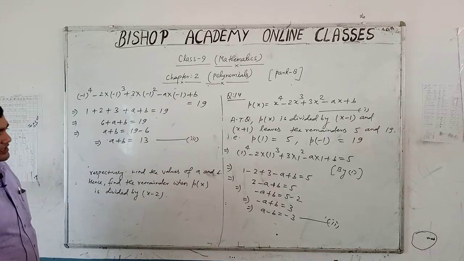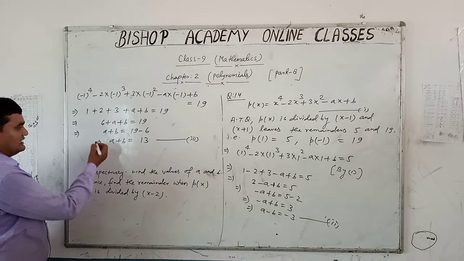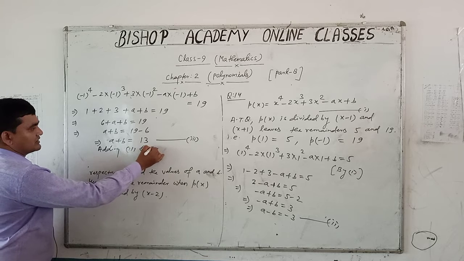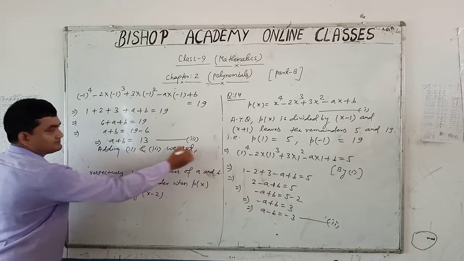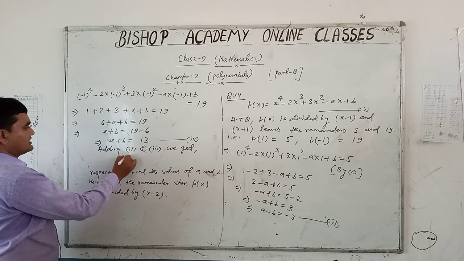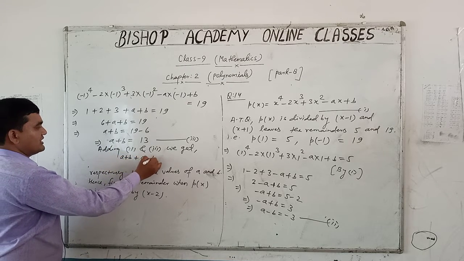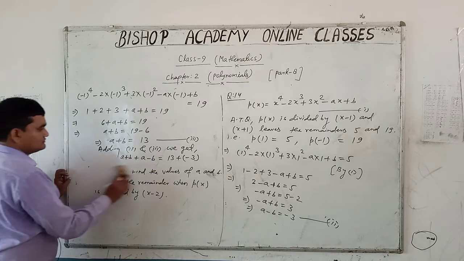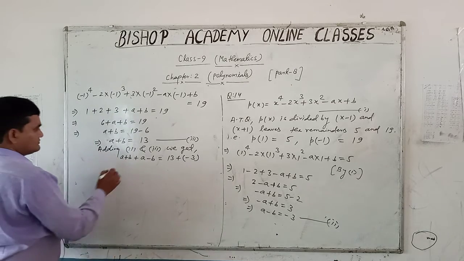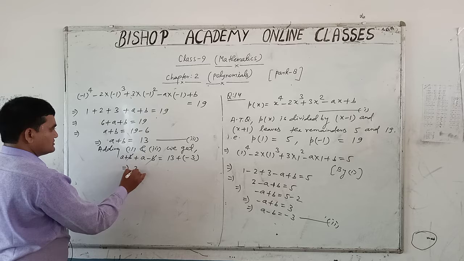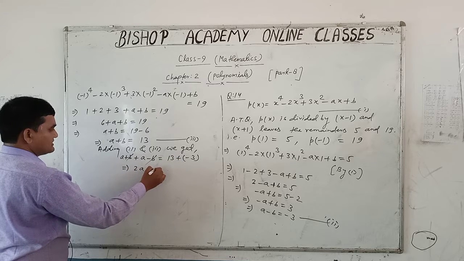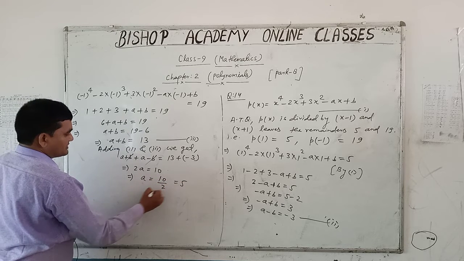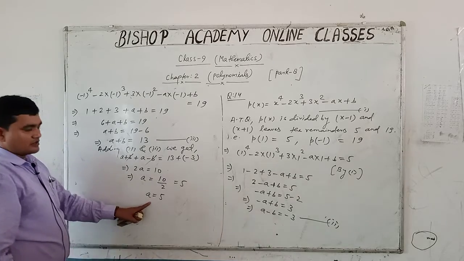Here we have to find out the value of a and b. Then adding equation number 2nd and equation number 3rd, we get a plus b plus a minus b equal to 13 plus minus 3. b से b कैंसिल आउट हो जाएगा. 2a equal to 13 minus 3, that means 10. This implies that a equal to 10 upon 2 equal to 5. Here value of a is 5.